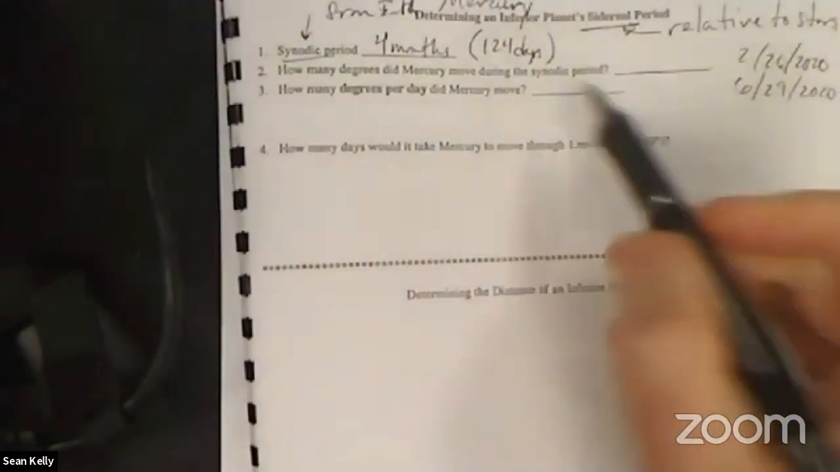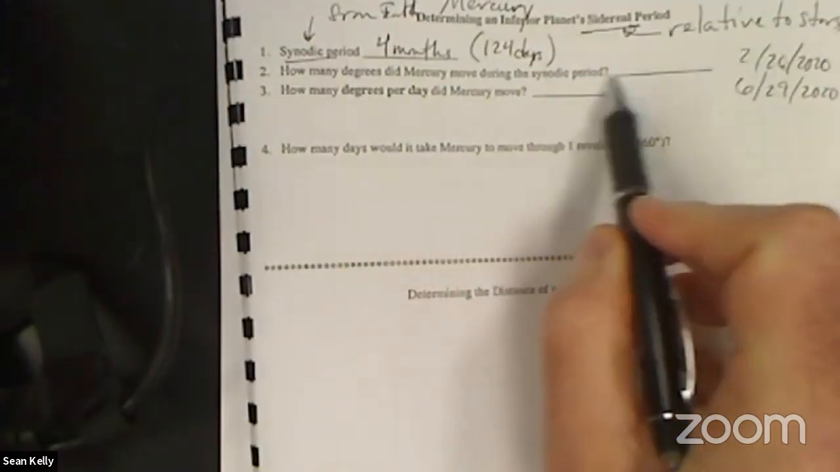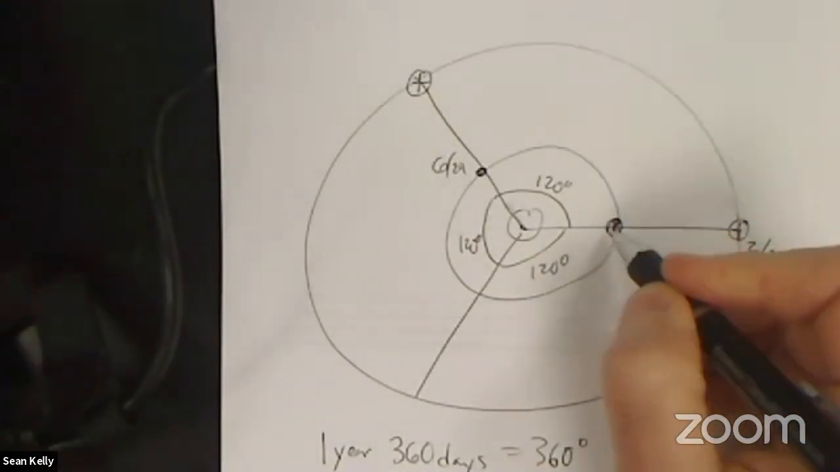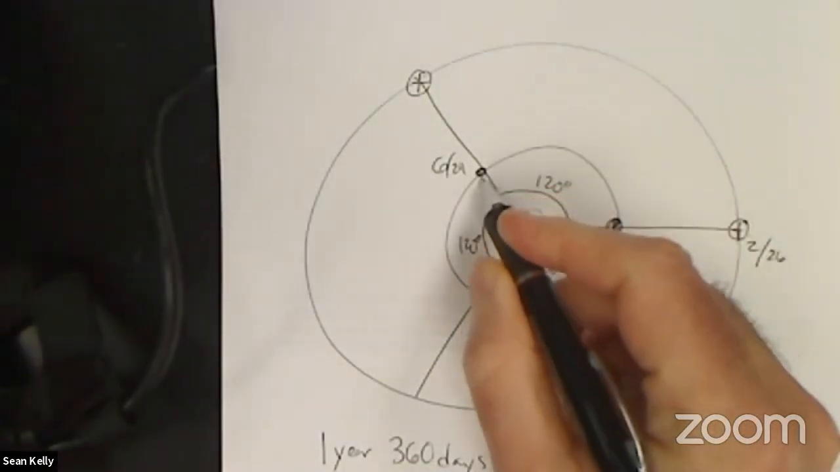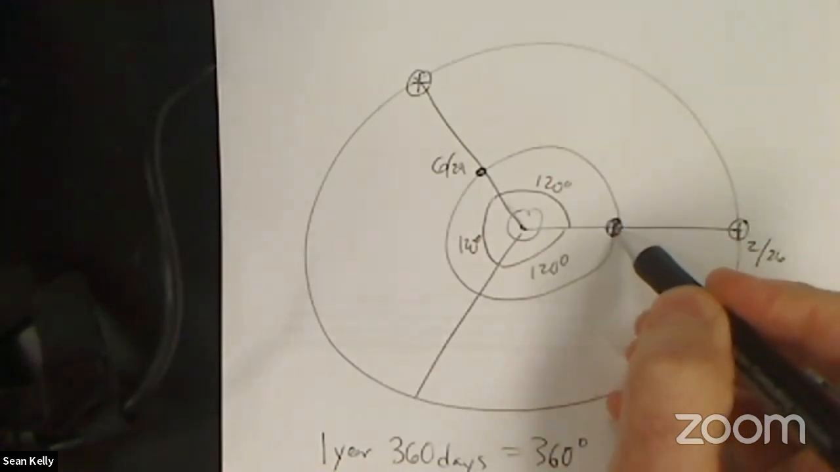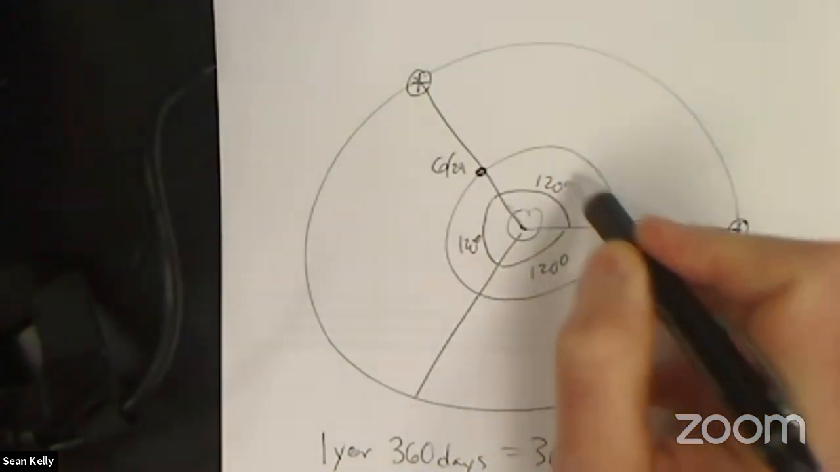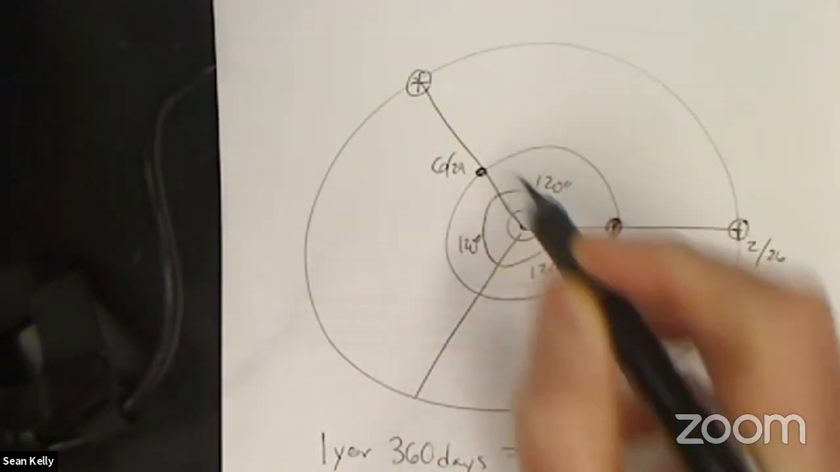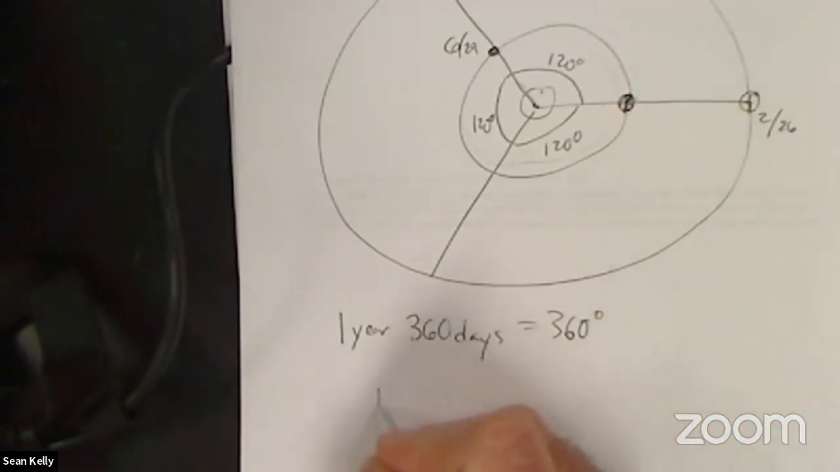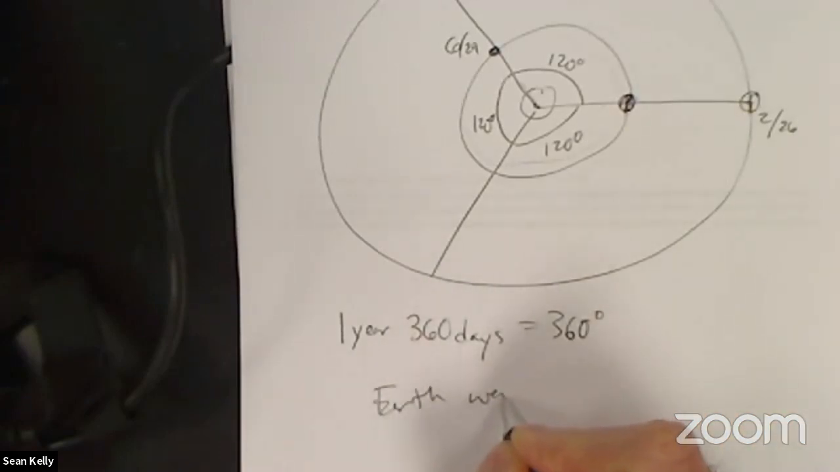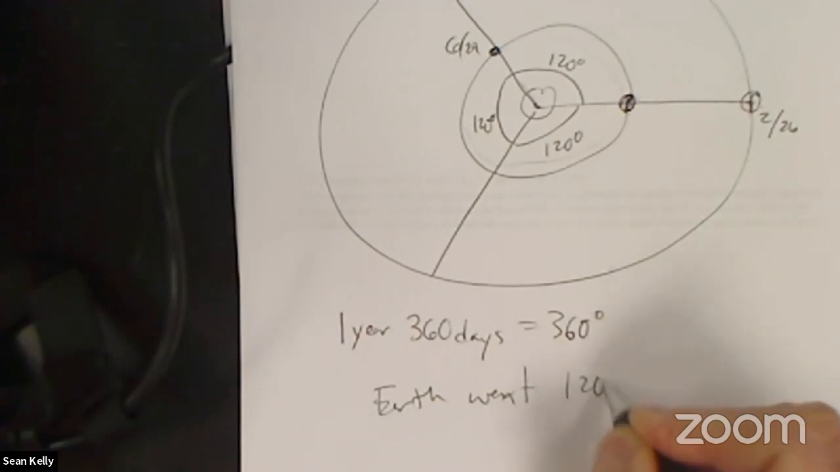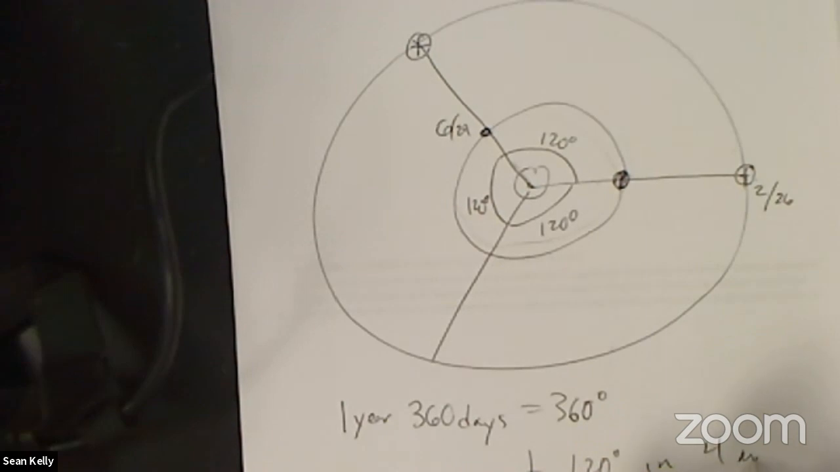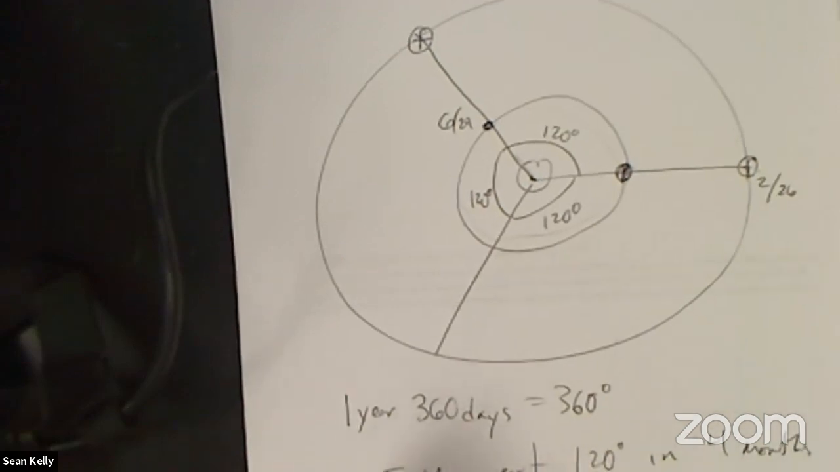How many degrees did Mercury move during the Synodic Period? So look at this. Did Mercury do 120 degrees? Well, no, actually it went much faster than the Earth. It did a full lap plus 120 degrees. So the Earth went how many degrees? 120 degrees, right? In 4 months. And Mercury went how many?